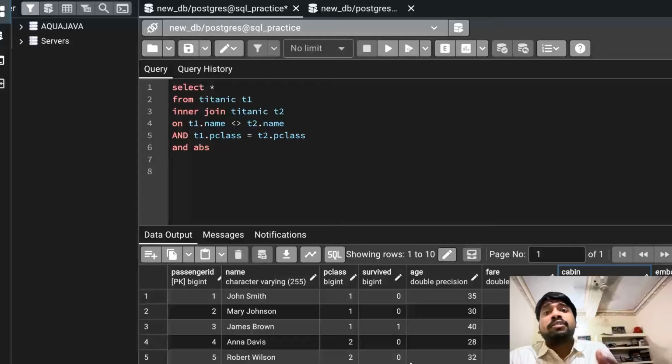And we do not want the age difference to be minus 10. Why? Because we only want the age difference to be less than or equal to 5 years, but in a positive manner. So we will use the absolute function, which is the ABS function, and we will do T1.age minus T2.age, and this should be less than or equal to 5. With this we have completed all our conditions.